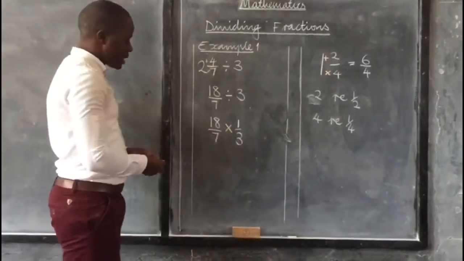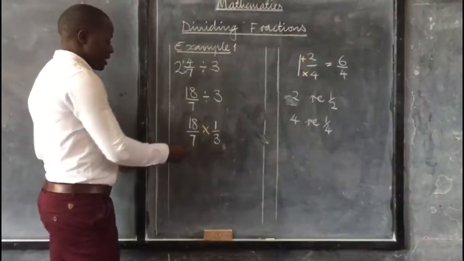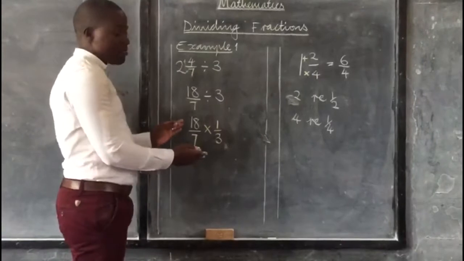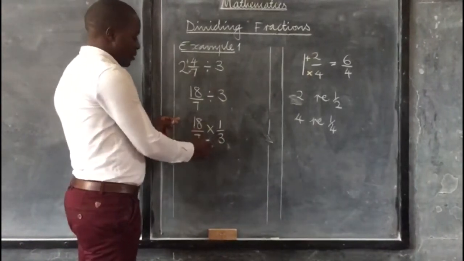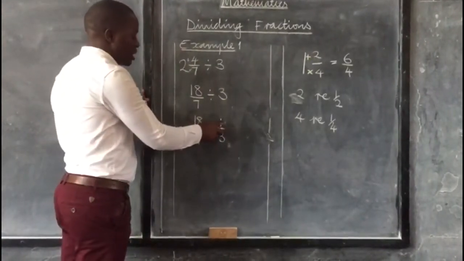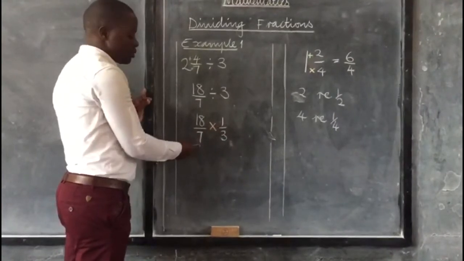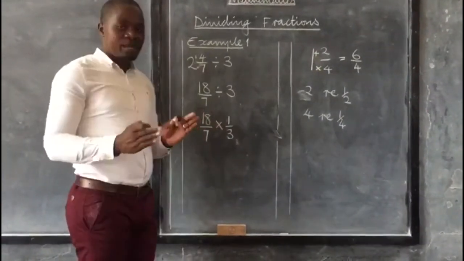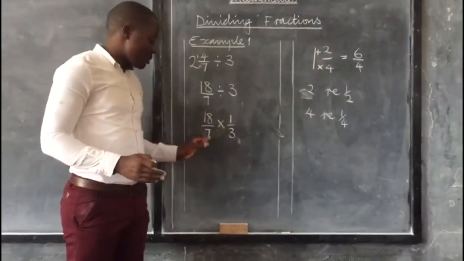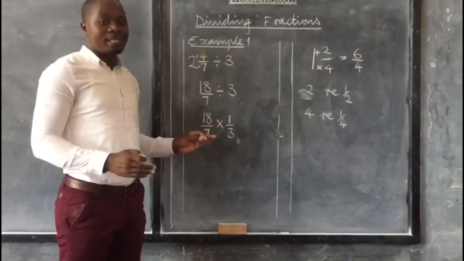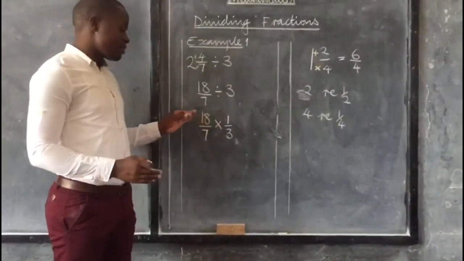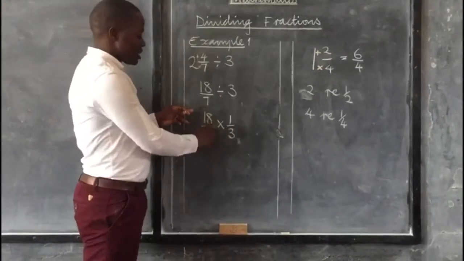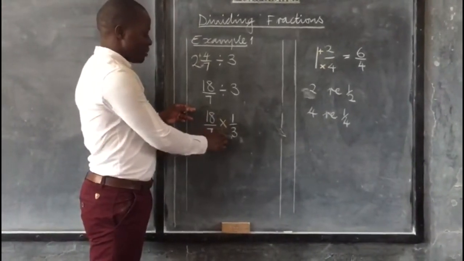Here we are saying that you look for the number that can divide the diagonals. If I divide 1 into 1, it will give me 1. 1 into 7, it will give me 7. So there is no need for us to divide this diagonal, because this one is already simplified. It's in its lowest terms. But instead, we are going to concentrate on this one where we have 18 and 3.